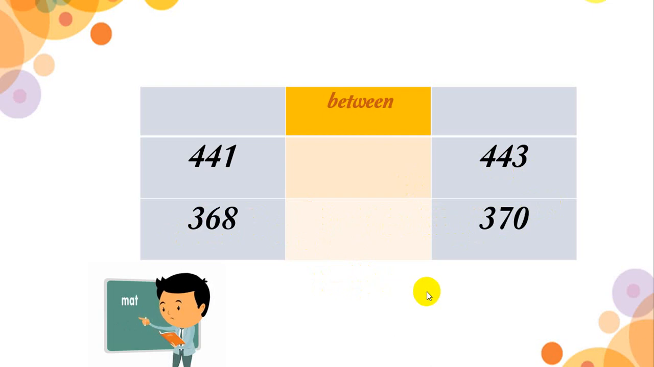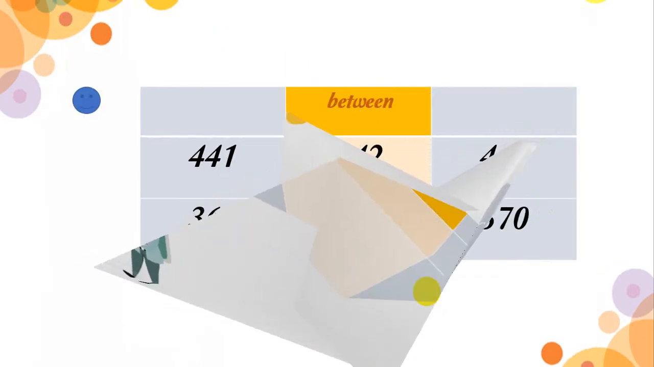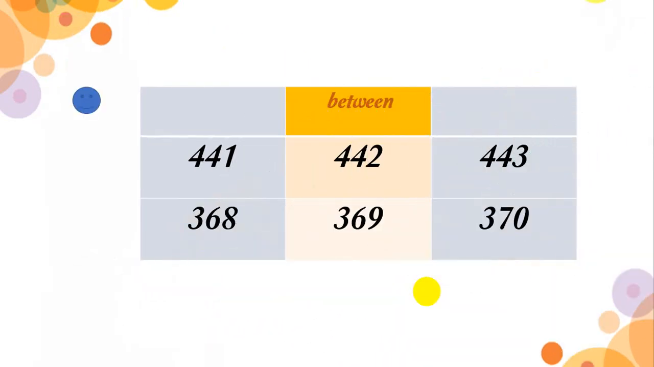Let's see your answers. Great students. 442 comes between 441 and 443. 369 comes between 368 and 370. Great job.